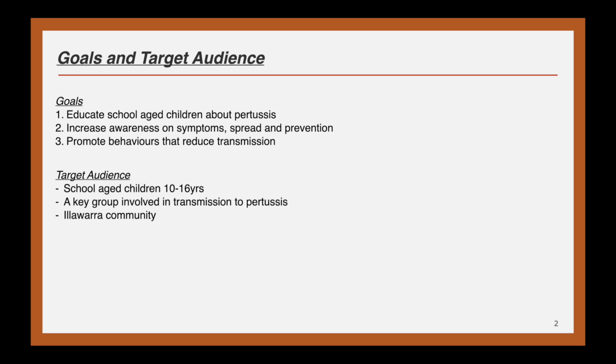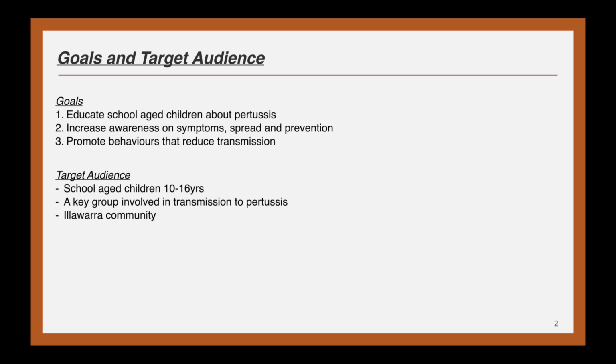The target audience for this resource is school-aged children, approximately between 10 and 16 years old, within the Illawarra community. This group was selected because they represent a key population involved in the transmission of pertussis, due to close and frequent contact in environments such as classrooms, sporting activities, and social settings. The infection can spread rapidly between individuals.